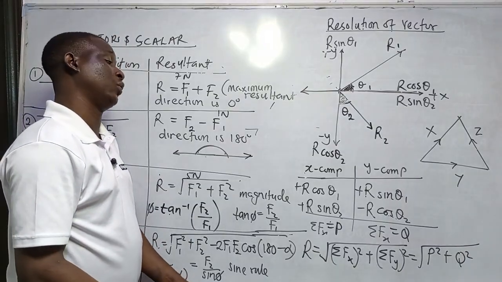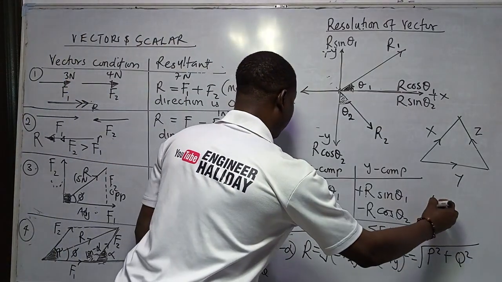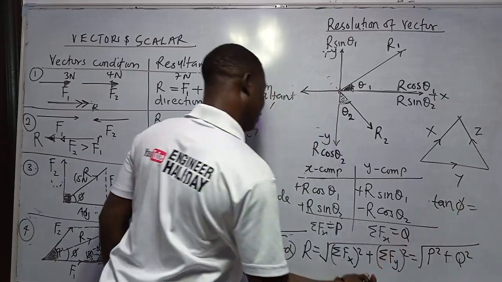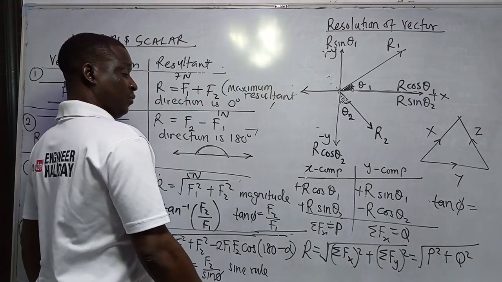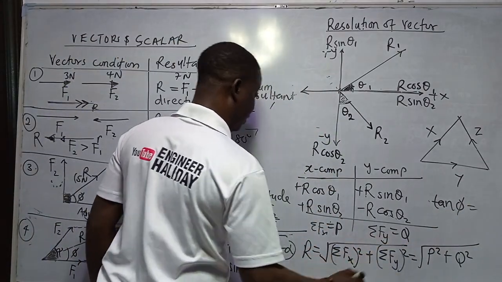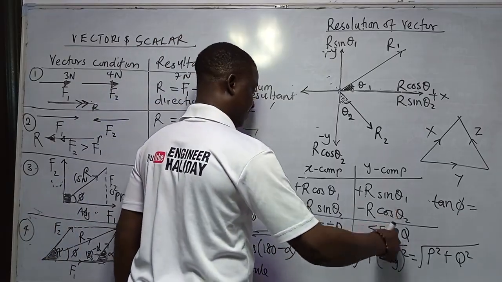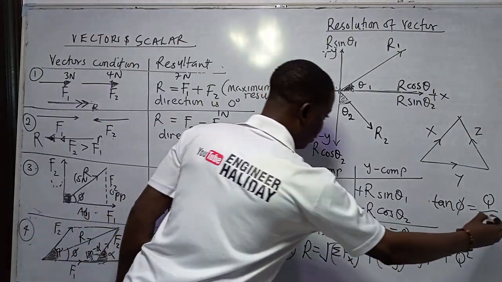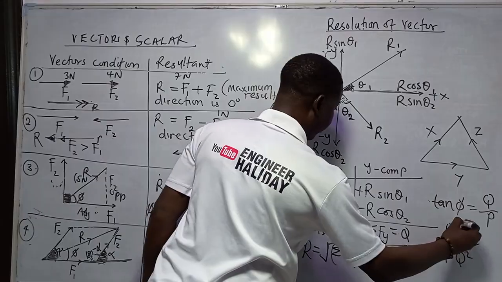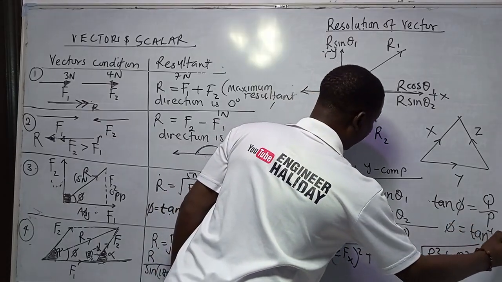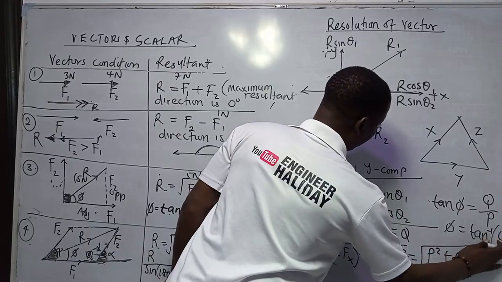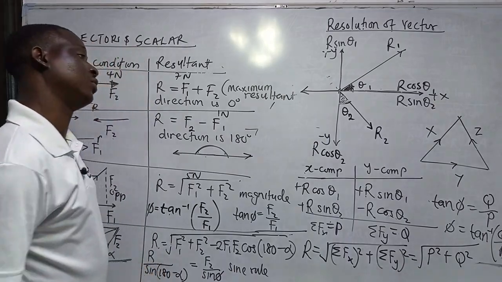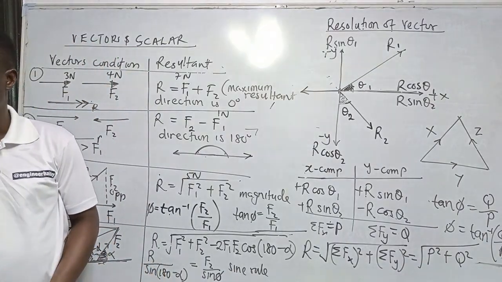Then if you want to find the direction, tan phi equals, which one is on the y-axis? Q, abi? Which one is on the x-axis? P. So you just take phi equal to tan inverse of Q over P. You get your answer for direction. So that is how to get the direction of that.